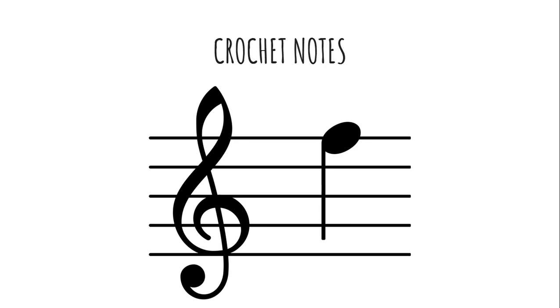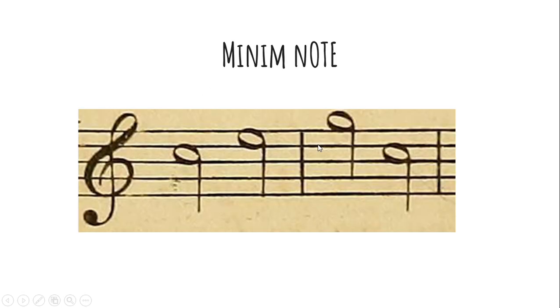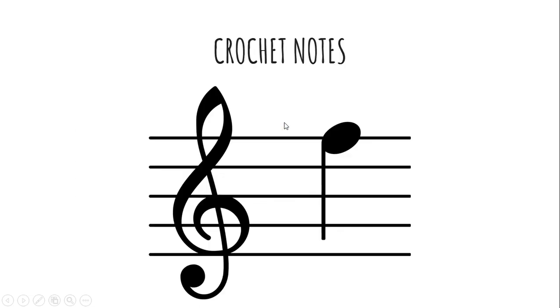This note is denoted by a structure which has a stem and a packed head. Over here you can see a packed head. Previously there was an empty head like this one, but over here you can see the packed head. So this makes the difference between the minim note and a crochet note.